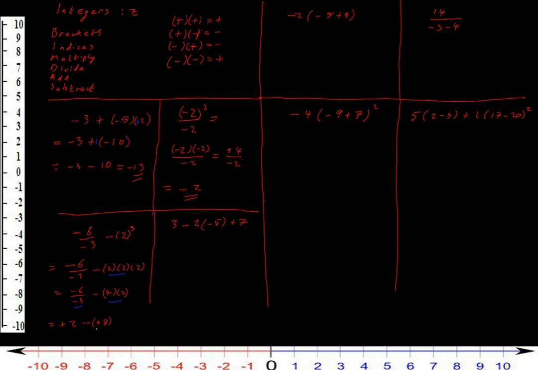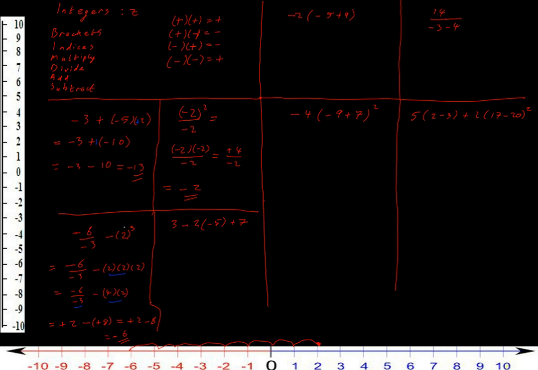Now, a minus multiplied by a plus is going to give me minus, so that's going to leave me with plus 2 minus 8. And then to finish off, I end up with plus 2 minus 8, and plus 2 minus 8 is going to get 8 smaller. 1, 2, 3, 4, 5, 6, 7, 8. I end up down at minus 6, and that's my final answer.